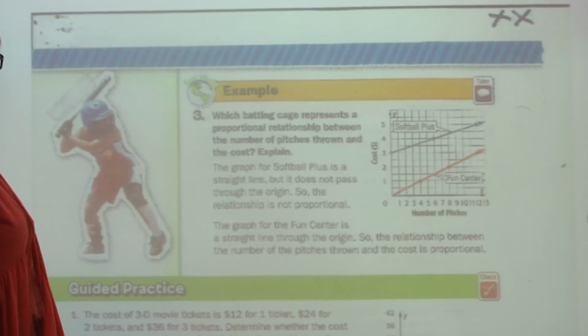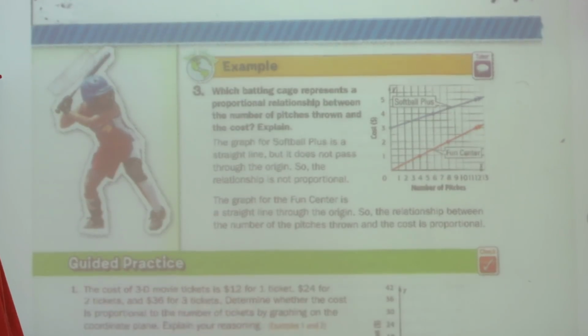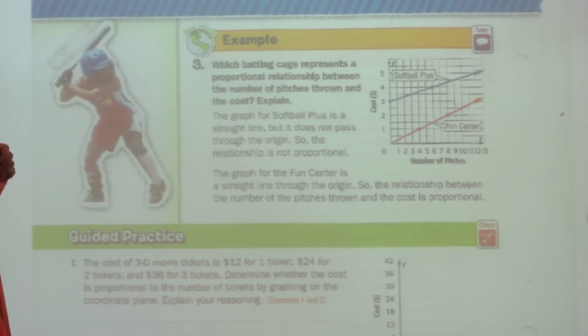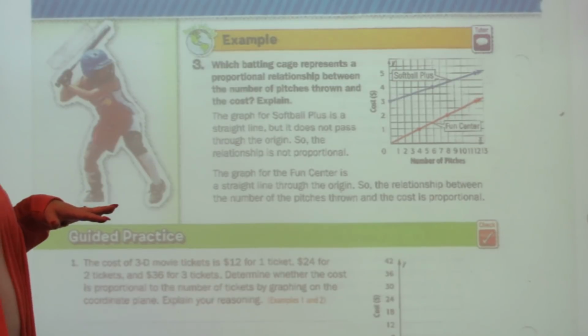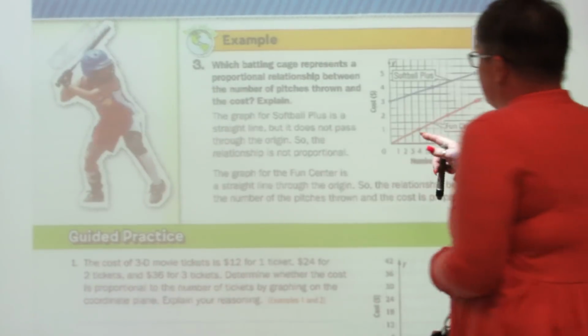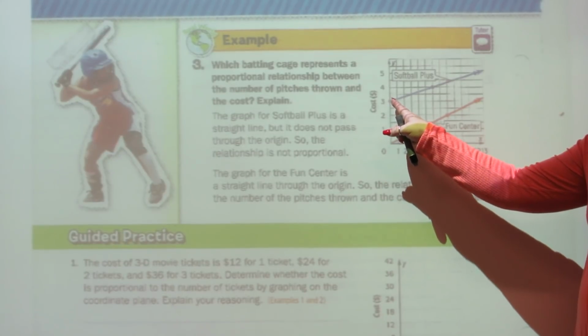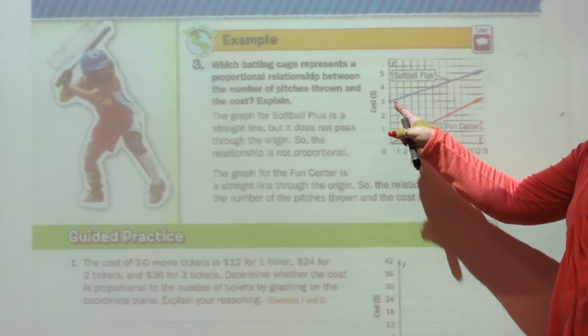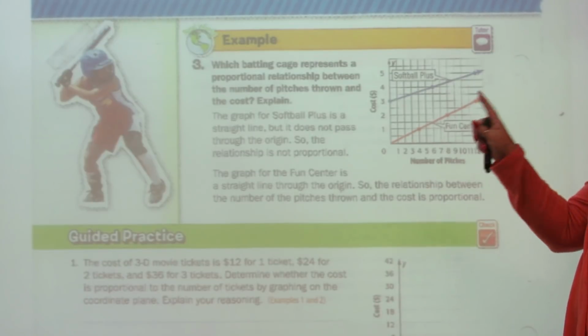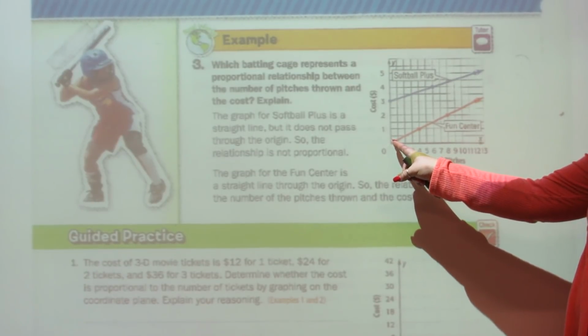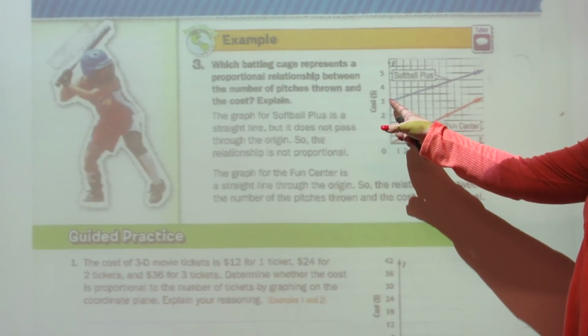So now I want you to take a look at example 3 on the next page. Which batting cage represents a proportional relationship between the number of pitches you throw and the cost? Okay, so we have softball plus. I haven't even started throwing yet, and I got to pay a $3 fee just to enter the place. So they have a $3 fee to start with.